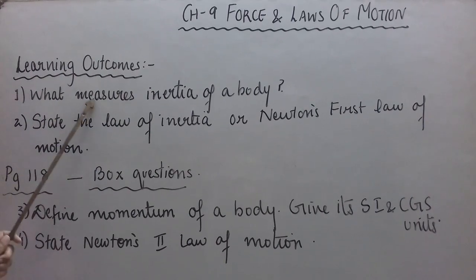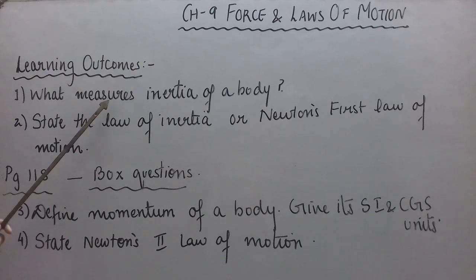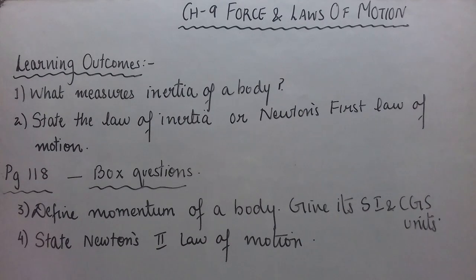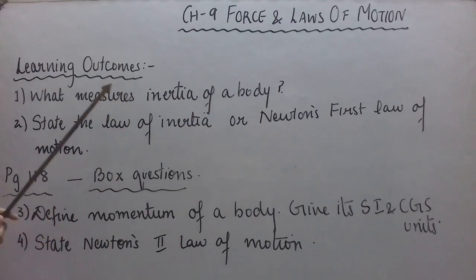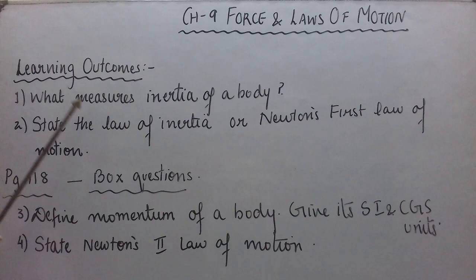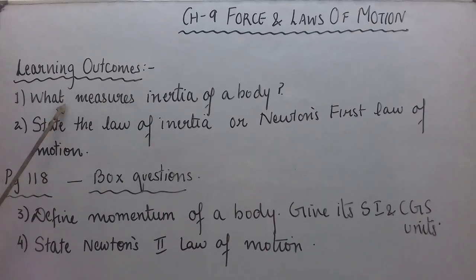So what measures inertia of a body? We can say that the heavier the body is, the more is its inertia, and its heaviness depends upon its weight, and weight depends upon mass. So what measures inertia of a body? Mass of a body. So the answer to this question is, mass of a body measures inertia of a body. If a body has more mass, it has more inertia.